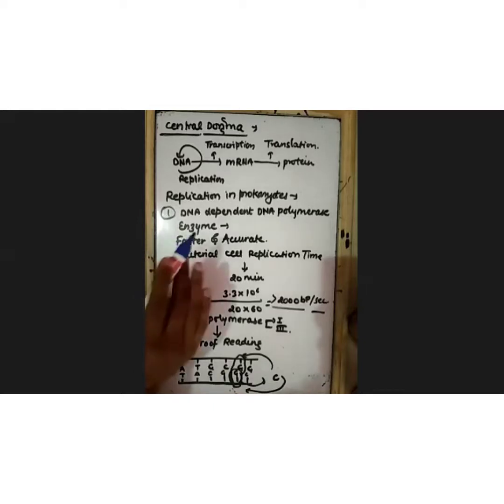So DNA dependent DNA polymerase is the fast enzyme. It polymerizes the reaction at a faster rate with accuracy. Is it clear to all of you? Clear, sir. Yes, sir. Okay.